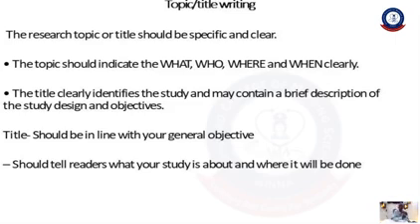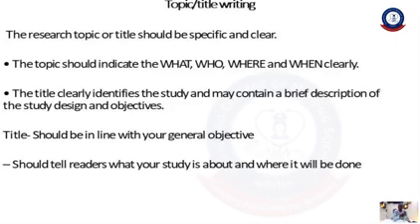The topic should indicate what, who, where, and when. What do you want to achieve? Who are the target audience? Where is the location of the study? And when is the study going to be conducted? So these 4 items must be in a topic for the topic to be a good topic.